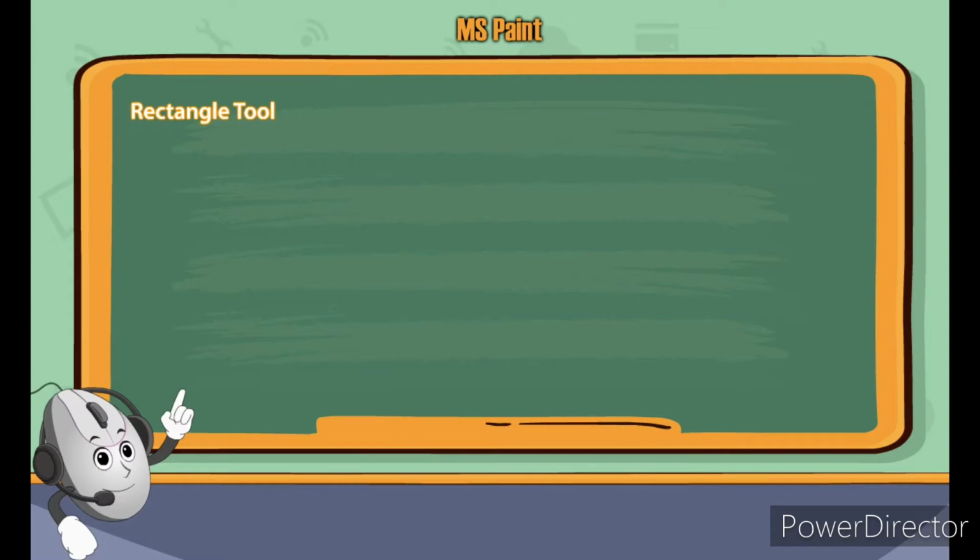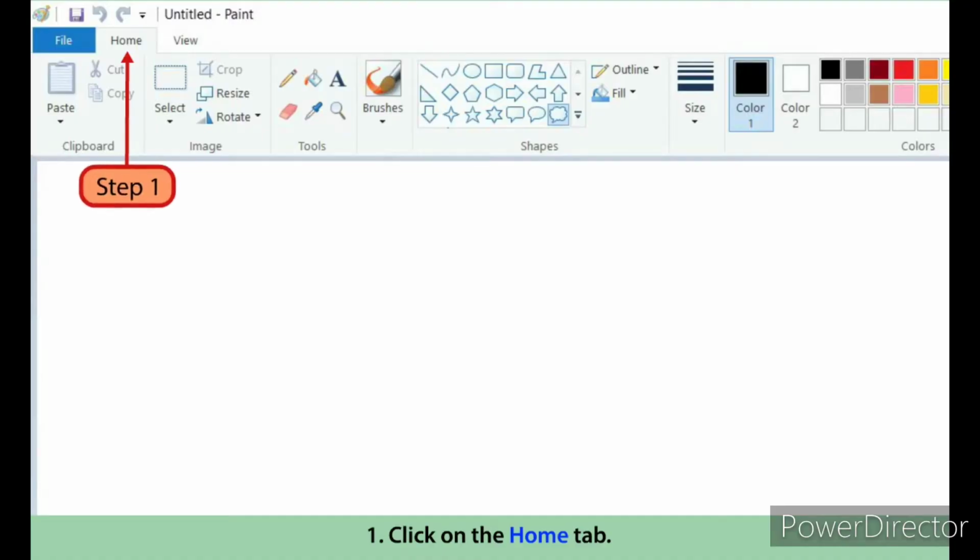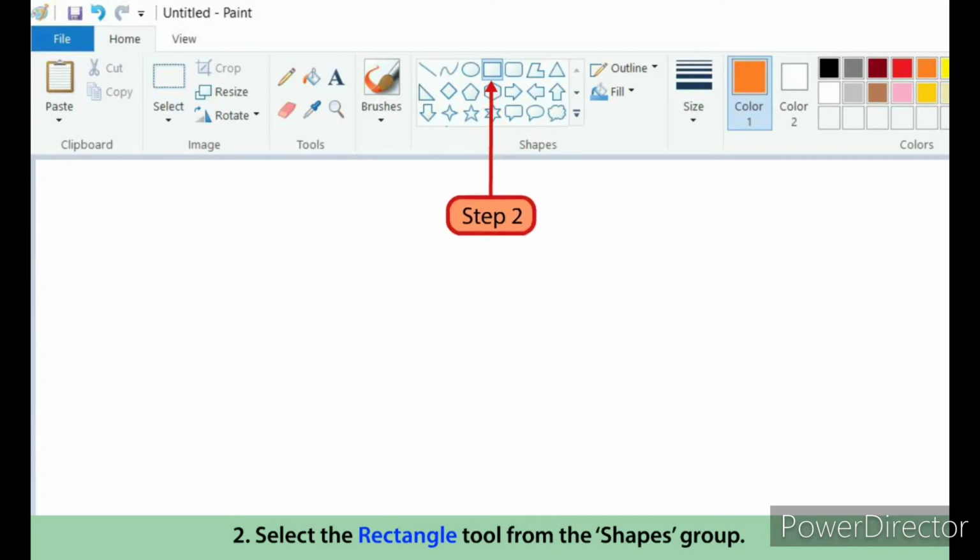Rectangle tool. Rectangle tool is used to draw squares and rectangles. Follow these steps to use the rectangle tool. 1. Click on the Home tab. 2. Select the rectangle tool from the Shapes group.